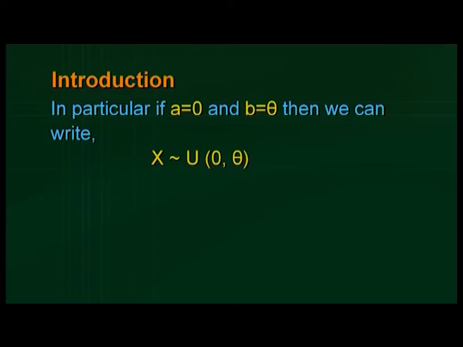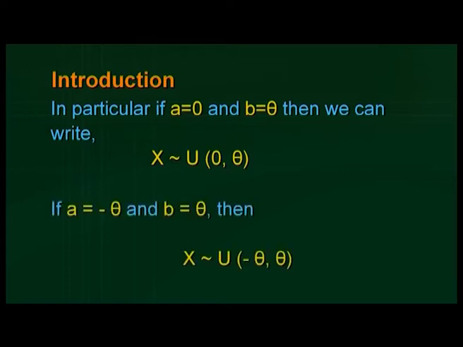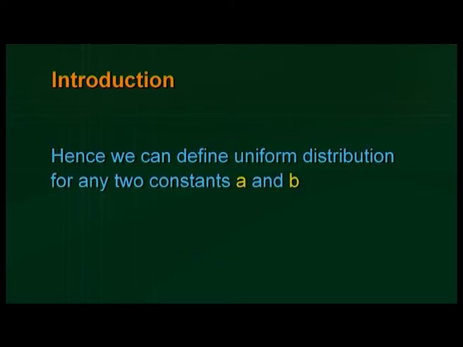In particular, if a is equal to 0 and b is equal to theta, then we can write x follows uniform 0, theta. If a is equal to minus theta and b is equal to theta, then x follows uniform minus theta, theta. Hence, we can define uniform distribution for any two constants a and b.